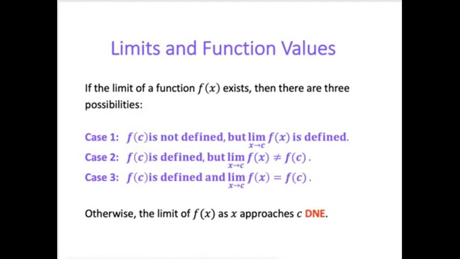If the limit of a function f of x exists, then there are three possibilities. Case 1, f of c is not defined, but the limit as x approaches c of f of x is defined. Case 2, f of c is defined, but the limit as x approaches c of f of x is not equal to f of c. And then case 3, f of c is defined, and the limit as x approaches c of f of x is equal to f of c. Otherwise, the limit of f of x as x approaches c does not exist. So when you see this abbreviation here, DNE, that means does not exist.